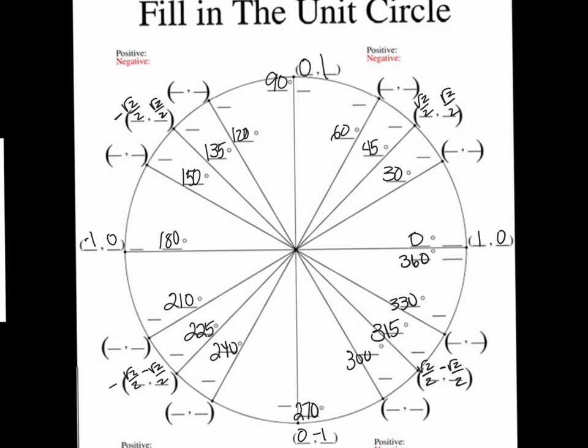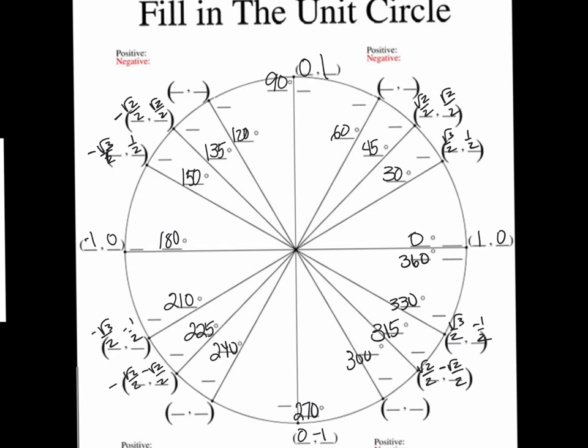Then as I look at the 30, remember that I'm going to have root 3 over 2, 1/2. So over here, I'm going to have negative root 3 over 2, 1/2. And down here, I'm going to have negative root 3 over 2, -1/2. And over here, root 3 over 2, -1/2.